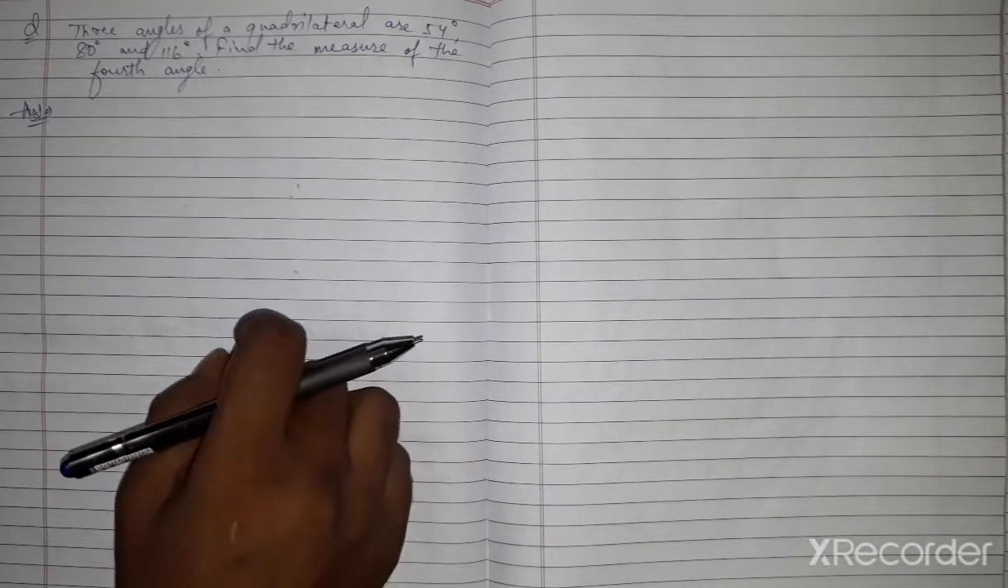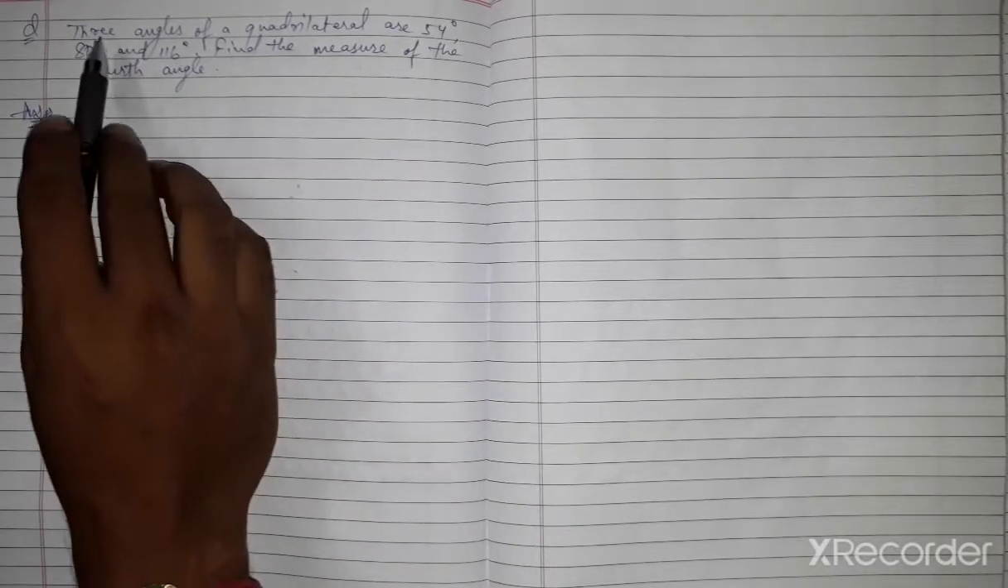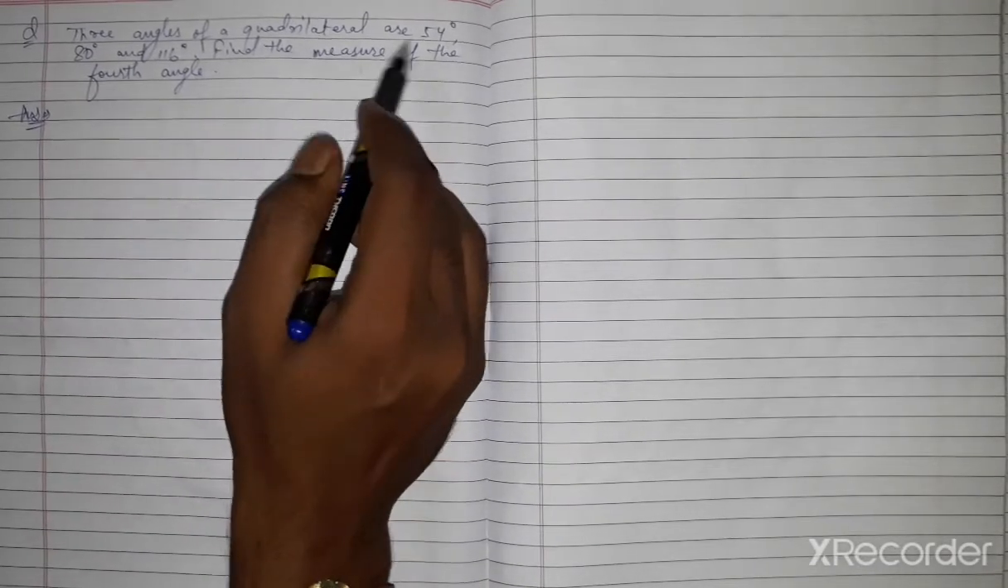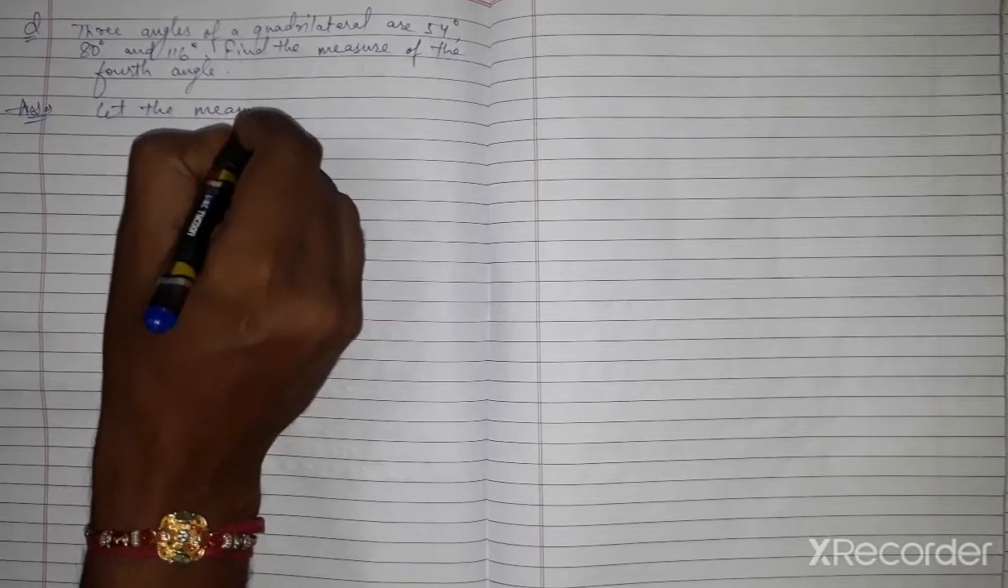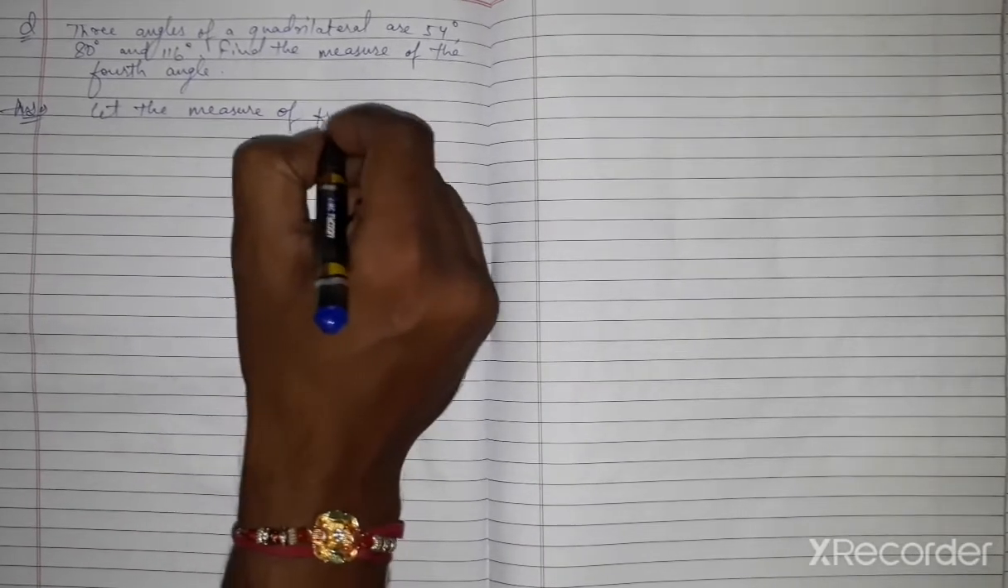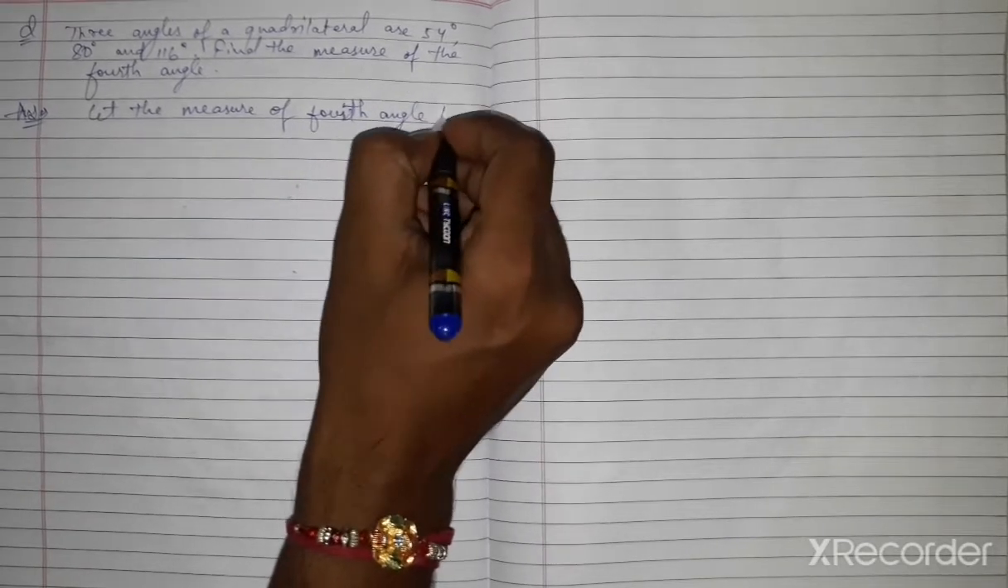Now as you can see students, I have written one question. The question is, three angles of a quadrilateral are 54 degrees, 80 degrees and 116 degrees. Find the measure of the fourth angle. So how will we solve this question? Let the measure of the fourth angle be x.